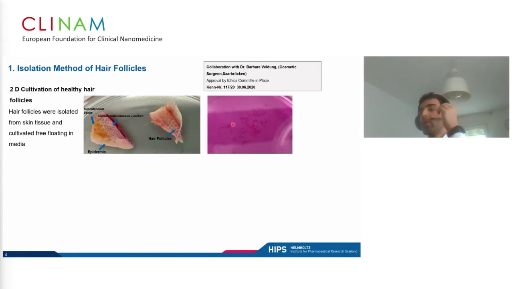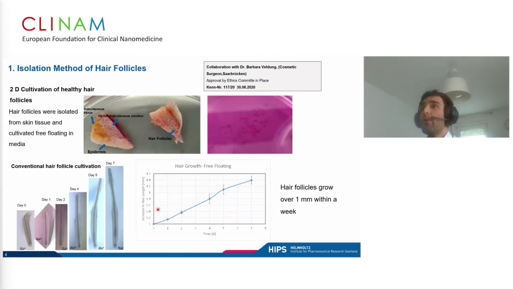Then, before we go to the 3D environment, we wanted to see whether we can culture the hair follicles in a conventional method with all our media, etc. And indeed we could. Our primary readouts were the hair growth and the morphology. We could grow the hair follicles over 1 millimeter within a week. What we saw is that on day 7, however, the hair follicle cycle changed. We see a detachment of the hair fiber from the bulb on day 7.